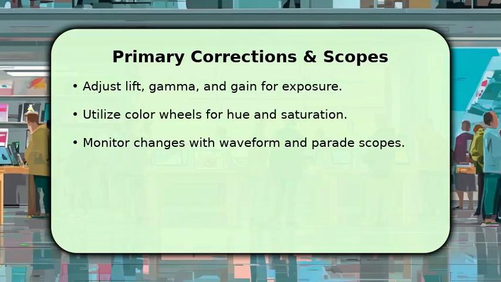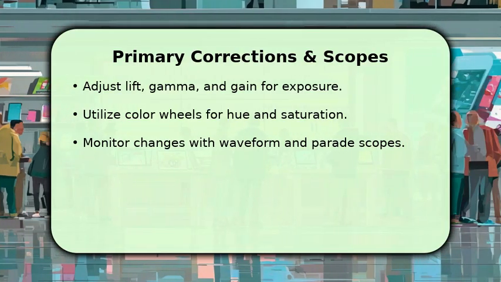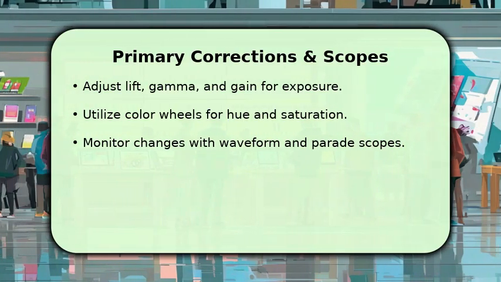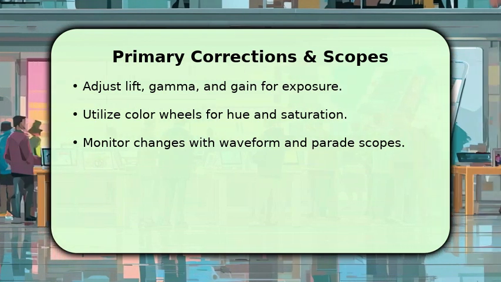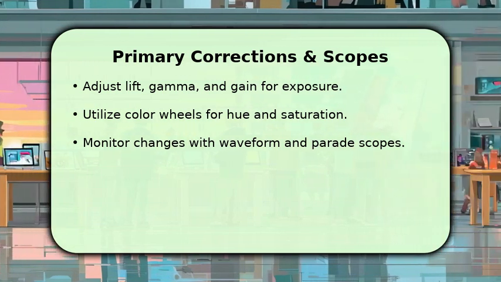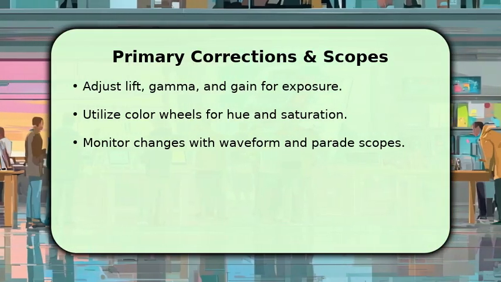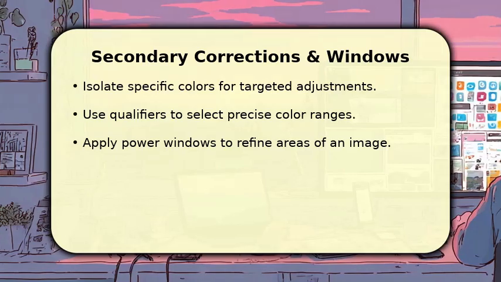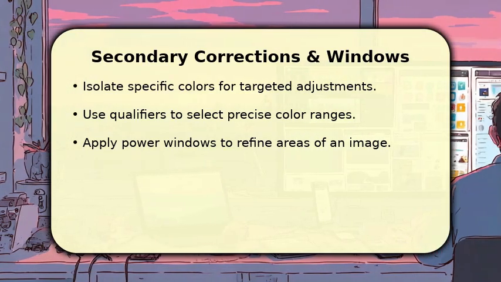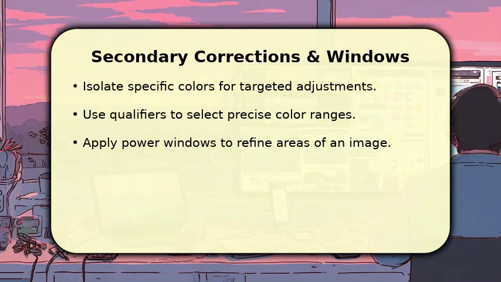Crucially, you'll monitor all these changes with professional scopes like the waveform and RGB parade, ensuring your adjustments are technically accurate and visually pleasing. These tools provide objective feedback, guiding your creative decisions. Now, let's move to secondary corrections, where we can isolate and refine specific elements.